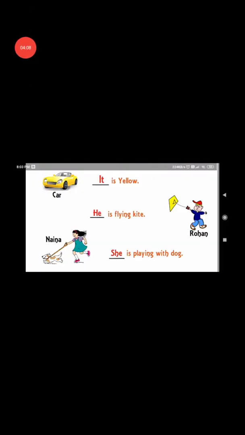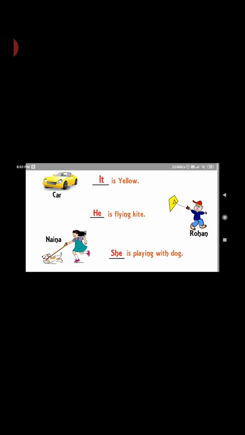Now students, I will show you some pictures and you will recognize them and make sentences of them using the pronouns which we have learned now. Students, in the first picture, what do you see? Ma'am, I see a yellow car. Very good. What is car? Ma'am, car is a thing. Very good. So, what do we use for car? Ma'am, we use it for car and we will say it is yellow.